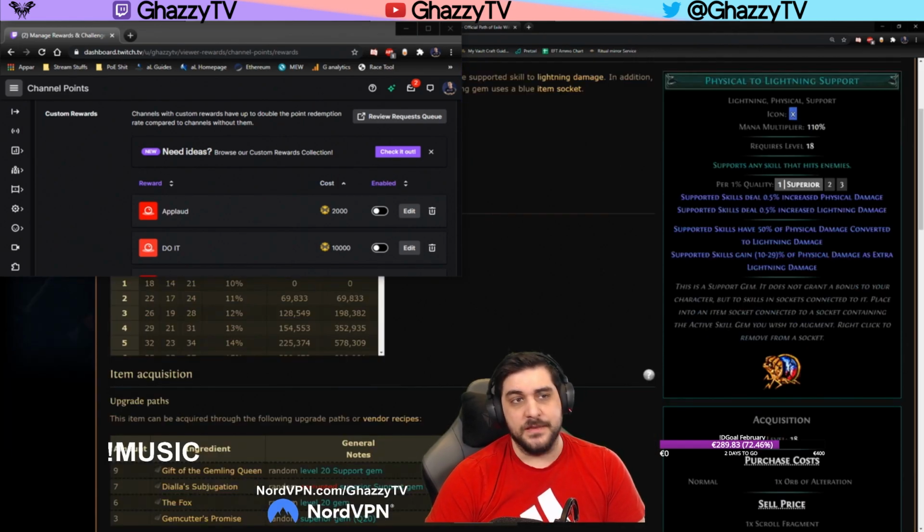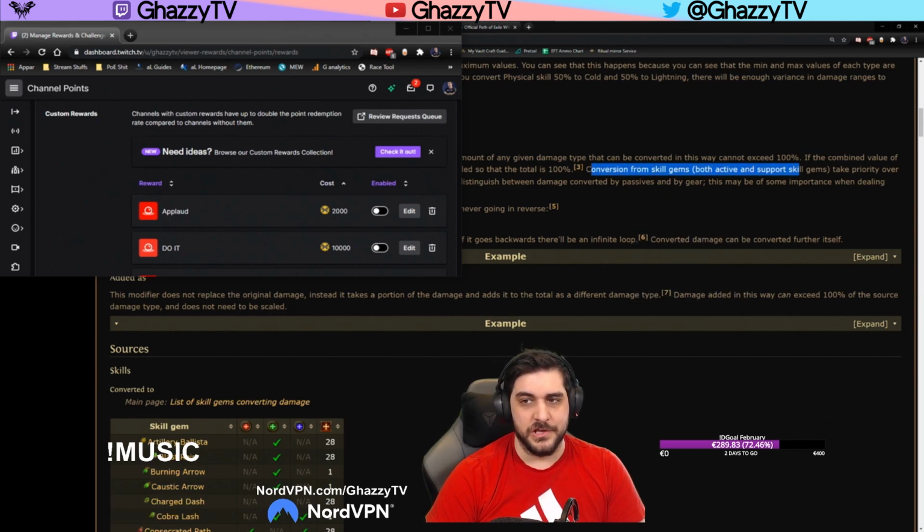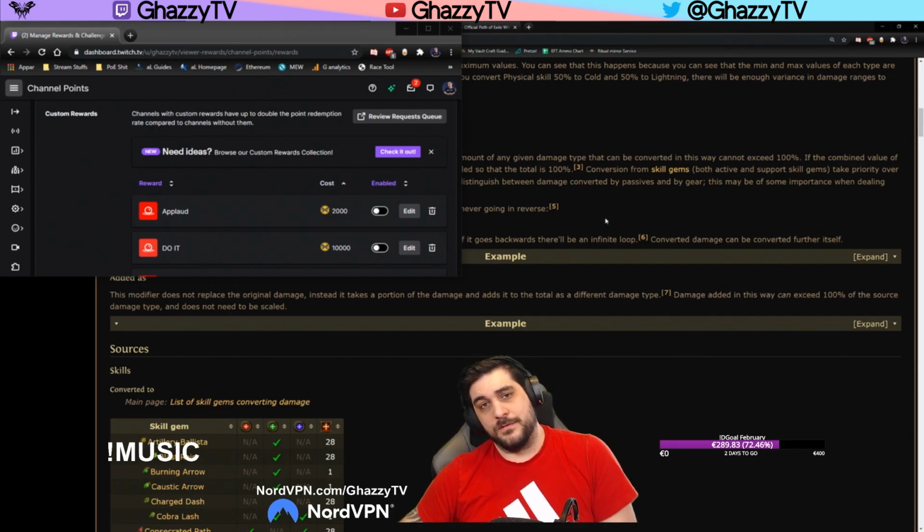It's very tricky, but once you get the hang of the mathematics behind it, it's very straightforward and rather logical. The only thing that's somewhat illogical is the fact that some of them are locked conversions, such as the skill gems, both active and support skill gems. They will always take priority and cannot be layered, or in this case, they're using the word scaled, above 100%, because they will always convert their set conversion, no matter what you do with the remaining conversion.